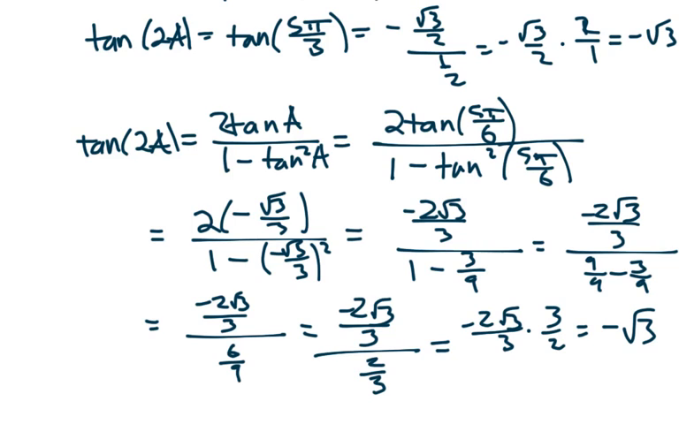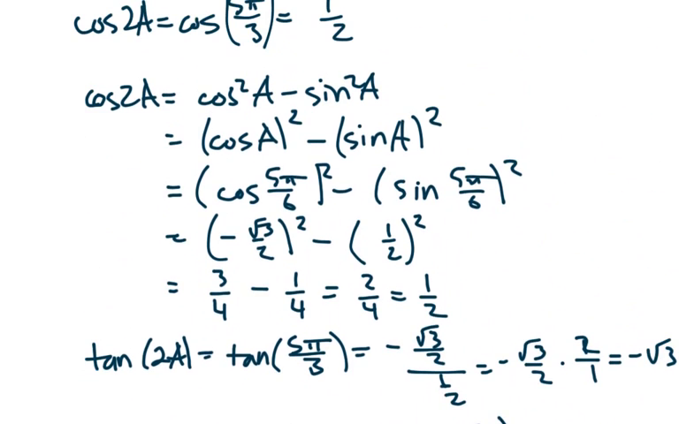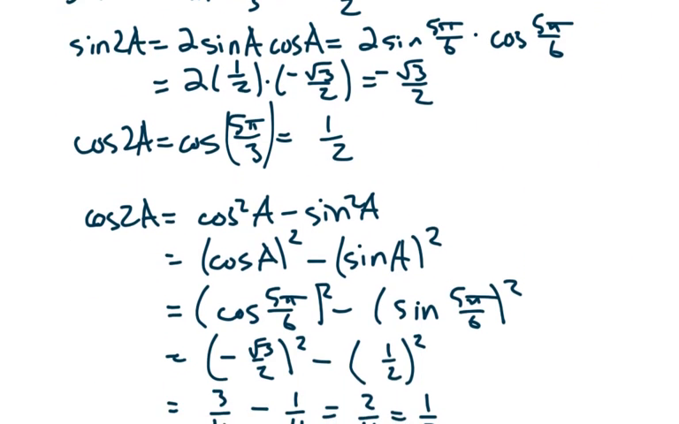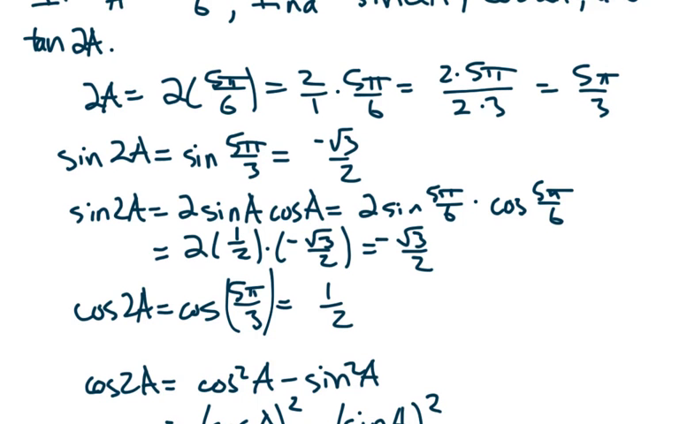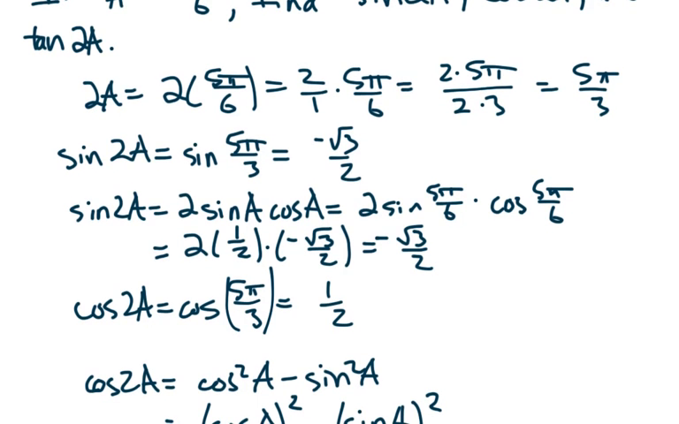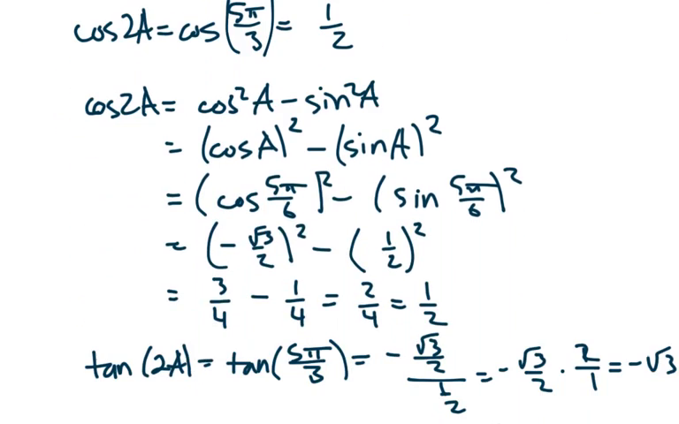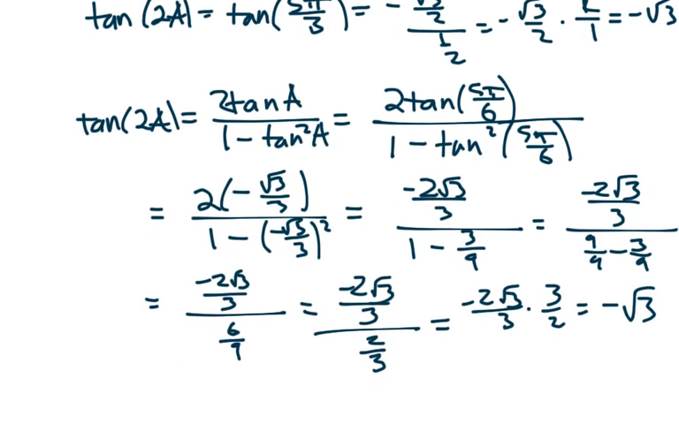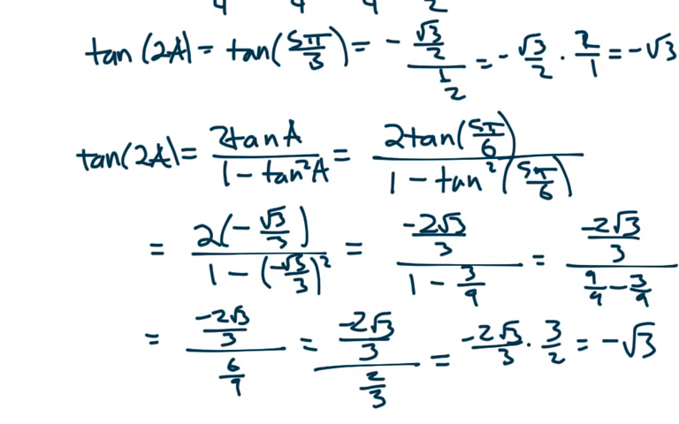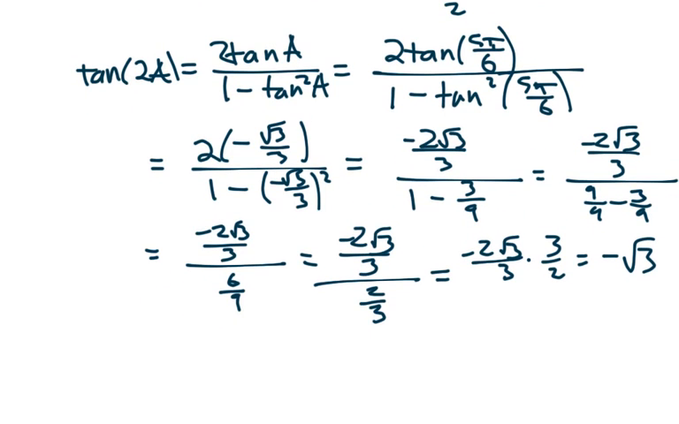Now, some of you might say, did I really have to use the tangent double angle formula? Since I already found sine and cosine, couldn't I have just said that it's going to be sine over cosine? And the answer is yes, you absolutely could have. But we wanted to practice using this tangent double angle formula. So we did, and there it is.